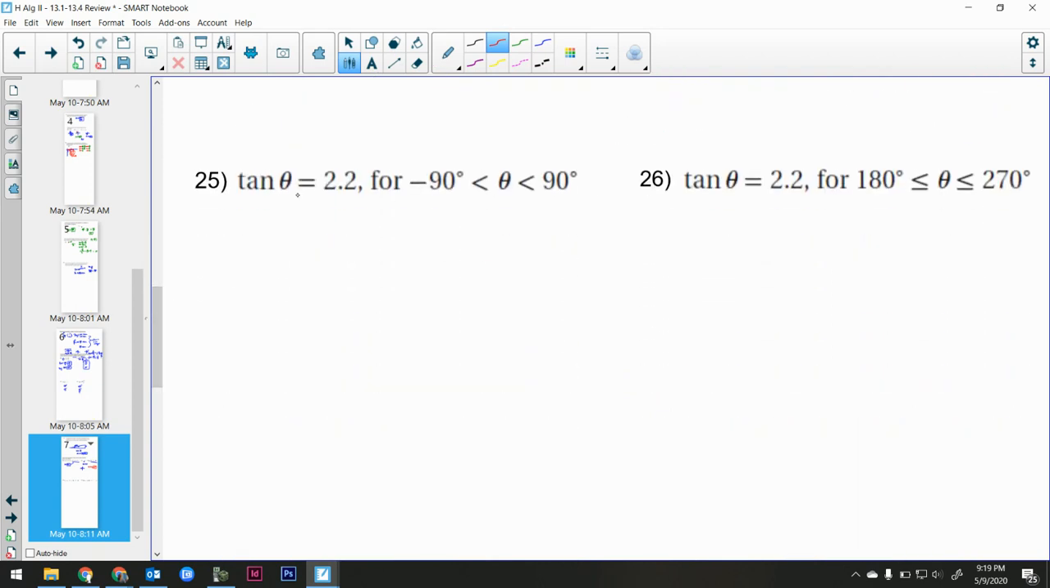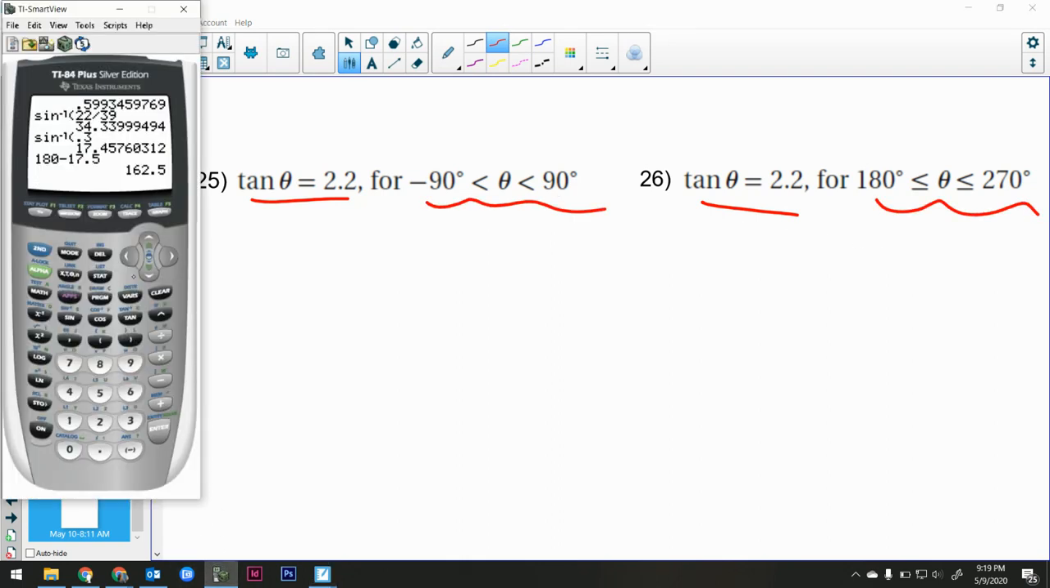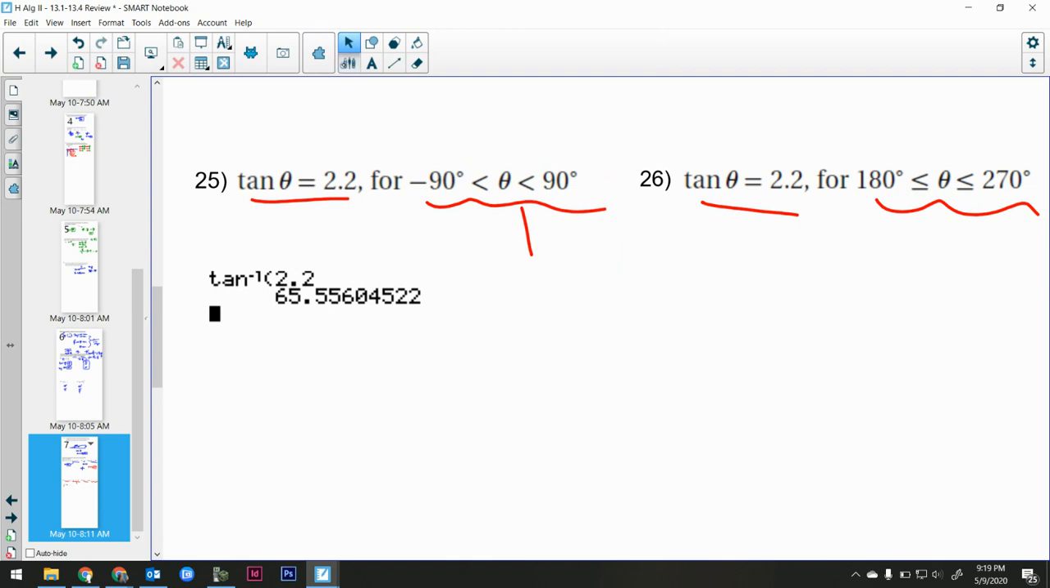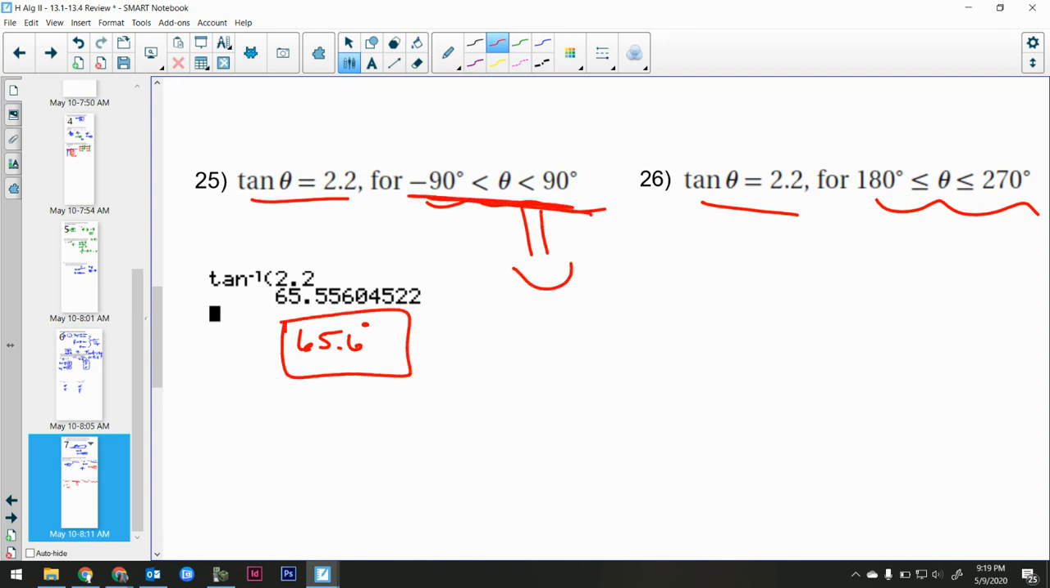Okay, so let's take a look here. Again, same problem, right? Same problem. I'm just doing different restrictions on it. Okay, so let's run the calculation. Let's find out what theta is going to be. Inverse tangent of 2.2. Excuse me, 2.2. Gives me 65. I think it said to round it to the nearest tenth. So, round it to the nearest tenth. 65.6 degrees, right? Now, is that within this domain? Yes. Right, so 65.6 degrees.